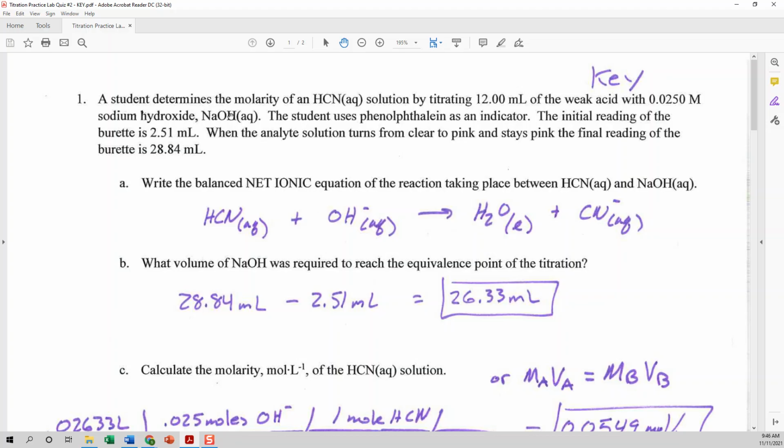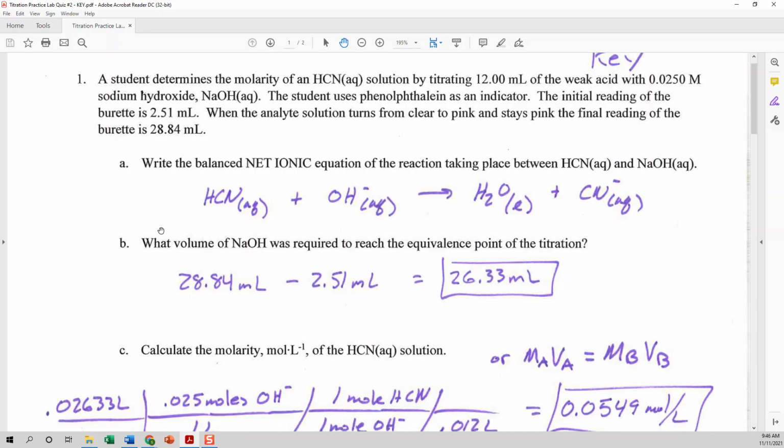And it's because our base has one hydroxide and our acid has one H plus to neutralize, so they're always going to react 1-to-1. Okay. So part B, what is the volume of NaOH required? So that's when we just do final minus initial reading of the burette.